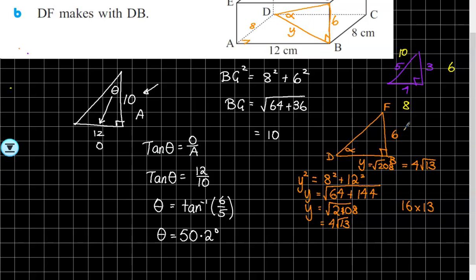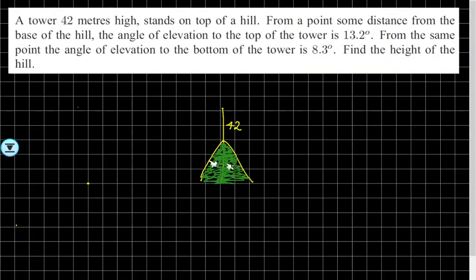Yep. A tower stands on top of a hill. From a point some distance from the base of the hill, the angle of elevation to the top of the tower is 32. So we're going to put 32, 13.2. Agreed? From the same point, the angle of elevation to the bottom of the tower. So we're going to go through a different colour, okay, different colour.